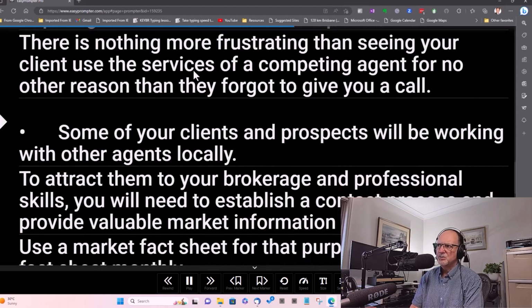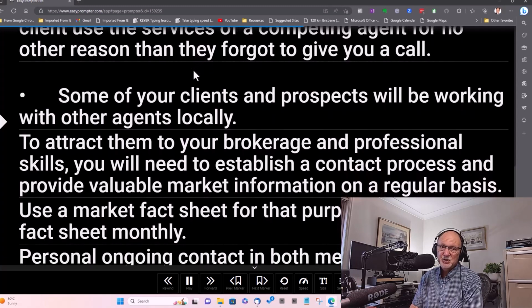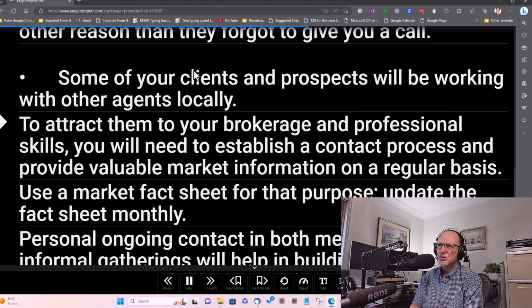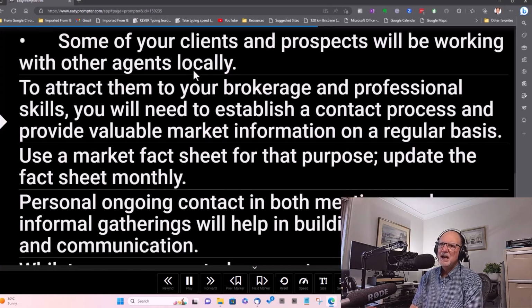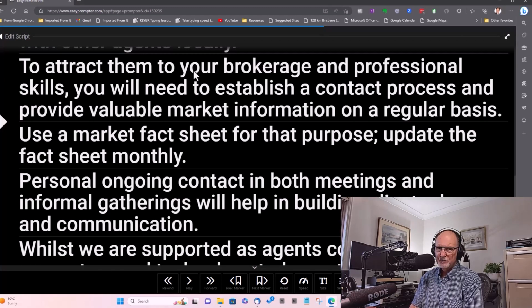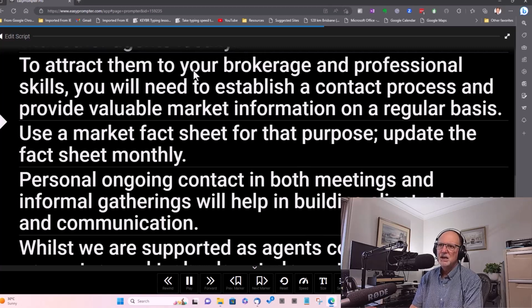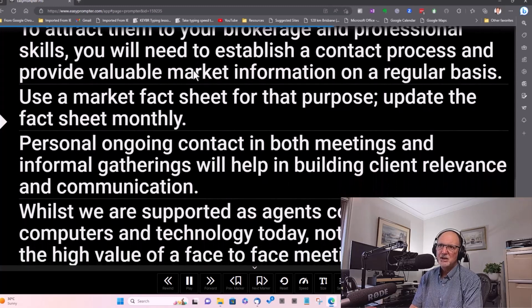So some of your clients and prospects will be working with other agents locally. Sure, work with that. Get used to it, but be the best agent. To attract them to your brokerage and professional skills, you will need to establish a contact process and provide valuable market information on a regular basis. How can you do that? It's usually via an email marketing type newsletter, not all about listings, but about market activity. Send them out via the email system once a month. Now use a market fact spreadsheet or sheet for that purpose and update that fact sheet monthly.